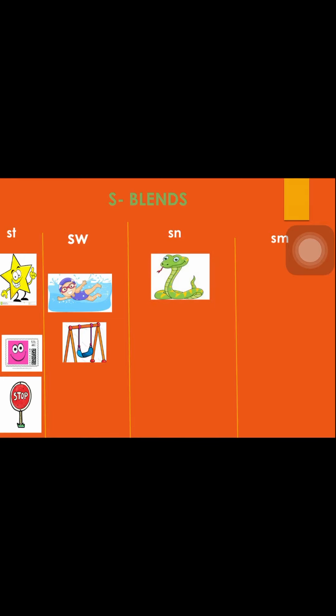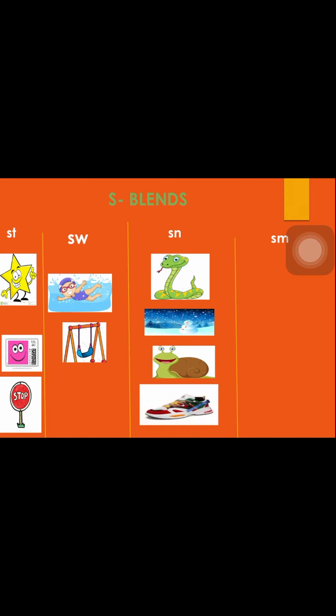We have S blends. We will see st, sw, sn, sm. St sounds like star, stamp, stop. Sw sounds like swim, swing. Sn sounds like snake, snow, snail, snicker. Sm sounds like smoke, smile, smell, and anything that has the sm sound.